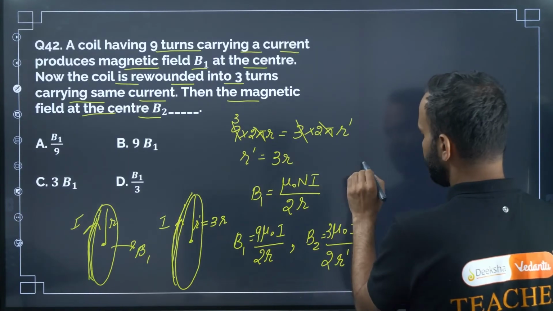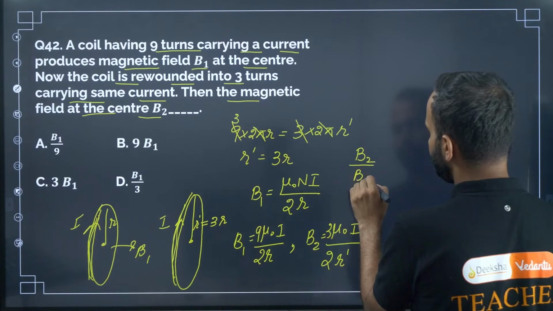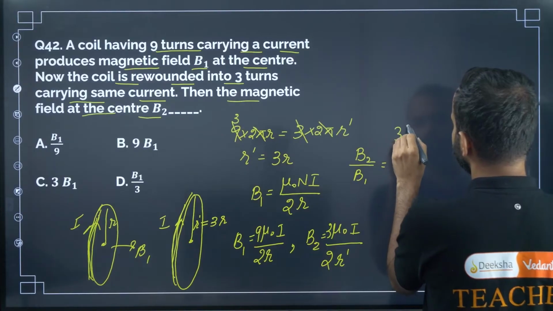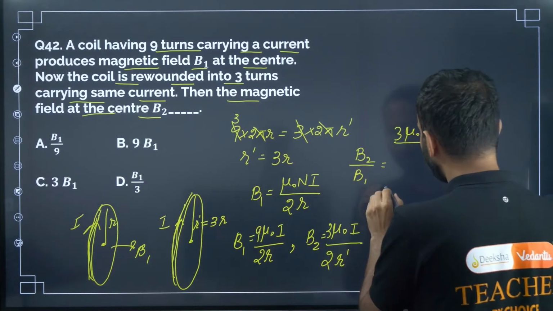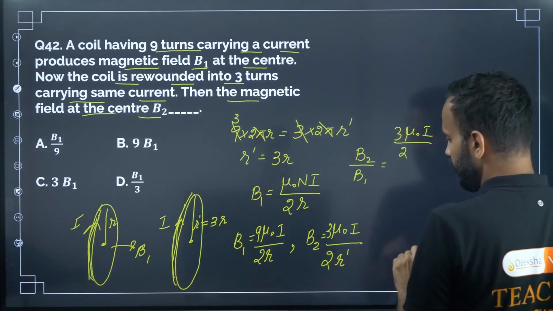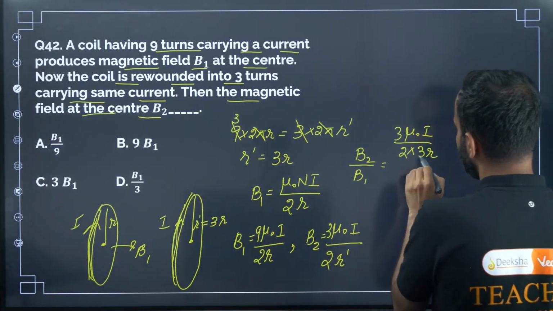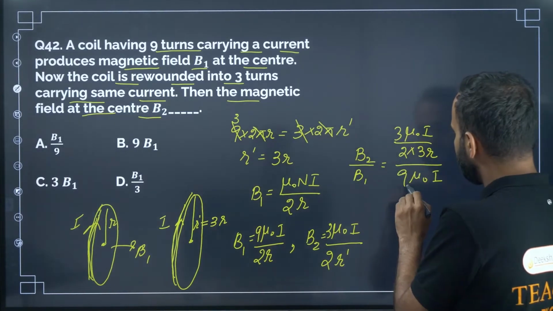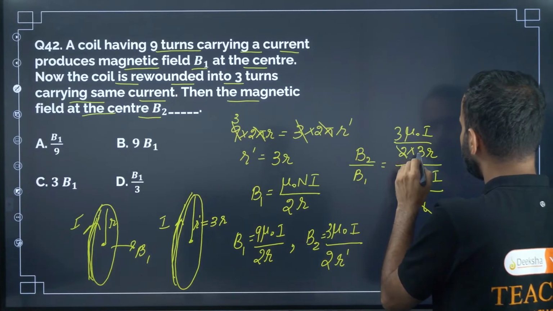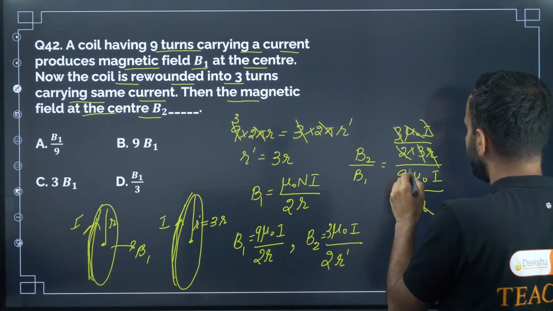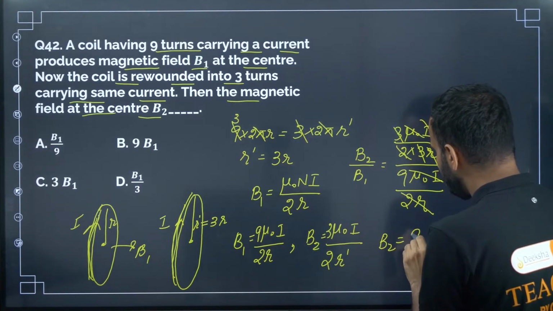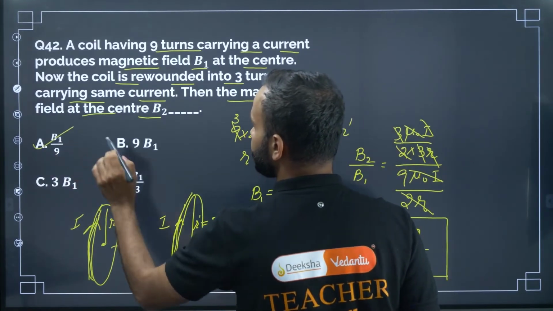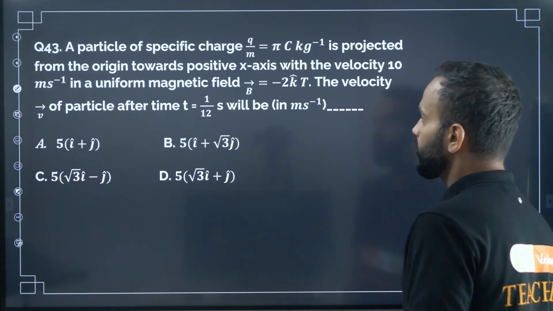So here B2 divided by B1 is equal to 3 mu naught I divided by 2R dash, right? So 2 times R dash, that is 3R, whole divided by 9 mu naught I divided by 2R. So 2R will get cancelled, 3 will get cancelled, mu naught I will get cancelled. So B2 equals B1 times 1 by 9. So the correct option is A. Okay, next question, question number 43.